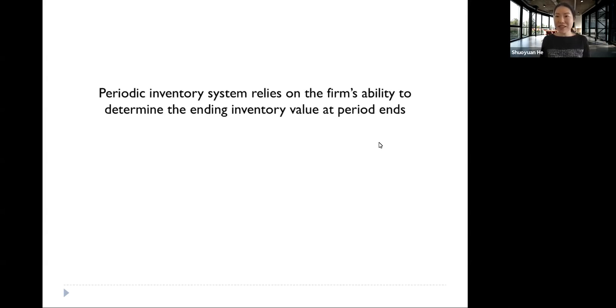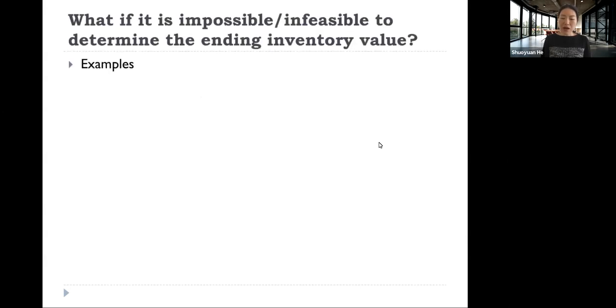Let's first look at inventory estimation. As we just talked about, if the firm is using a periodic inventory system, they need to do a physical count at the end of the financial reporting period in order to determine their cost of goods sold and cost of the ending inventory. So the periodic inventory system relies on the firm's ability to determine the ending inventory value at period end.